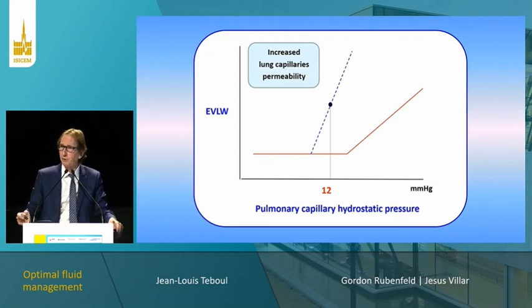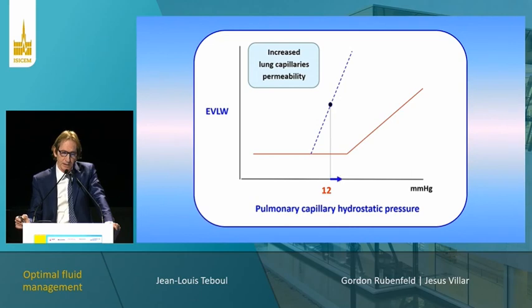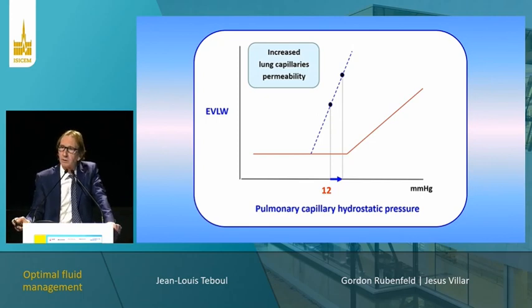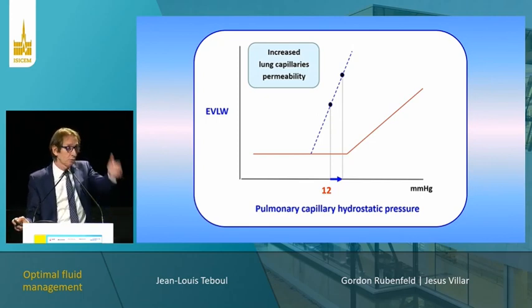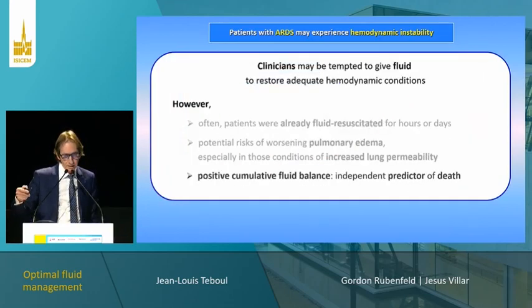Just to go back to this cartoon, if you have an alteration of lung capillary permeability, you start from 12, for example, for the capillary pressure, and if you give fluid, by definition, you increase the capillary pressure a little, but you increase the lung water a lot. So we have to be very careful when we give fluid to this kind of patients.